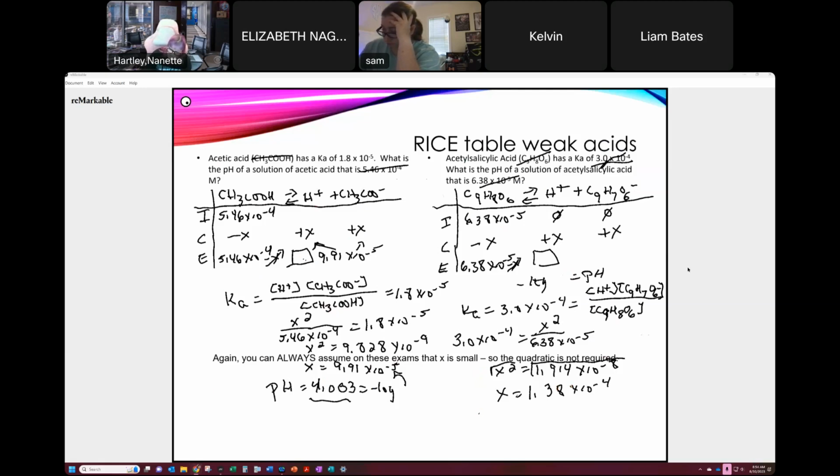I'm then going to take the pH is equal to the negative log of 1.38 times 10 to the minus fourth. I take the negative log of that number on my calculator, and I end up with pH is equal to 3.859. Again, 3 decimal places because of the 3 sig figs in my starting numbers. Questions about that?